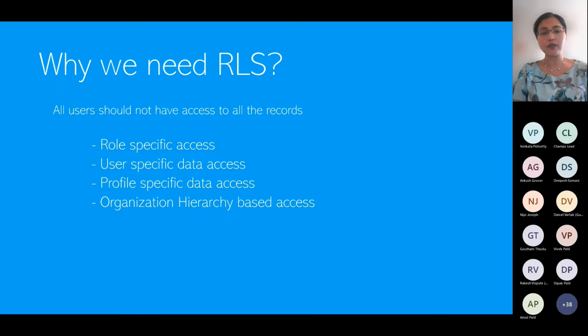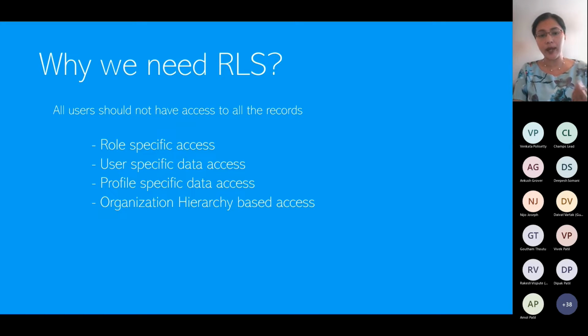Sometimes a particular country application should have access to the data of that particular country. Again, another country should have access to their data only. And then user specific access. For example, I am a salesperson. I have sent some surveys and I should be able to see only my surveys, not other surveys or some sales data. And then there can be some profile.